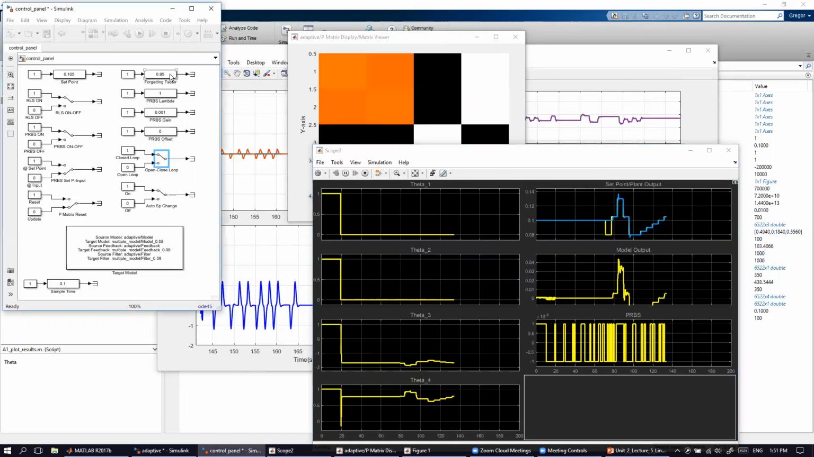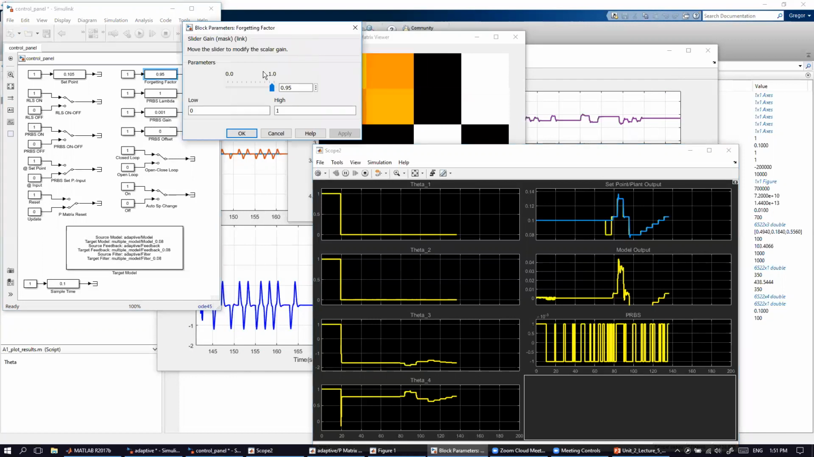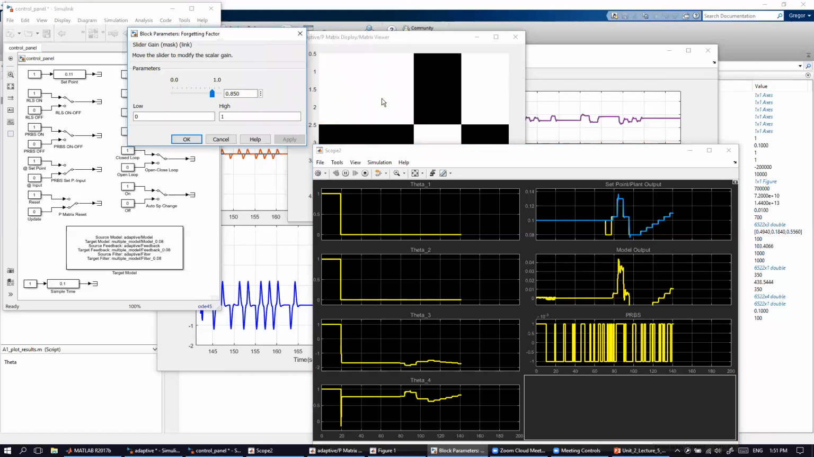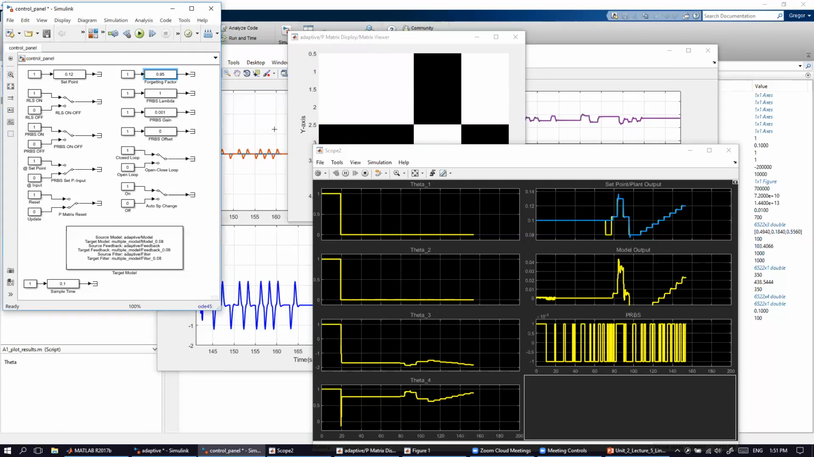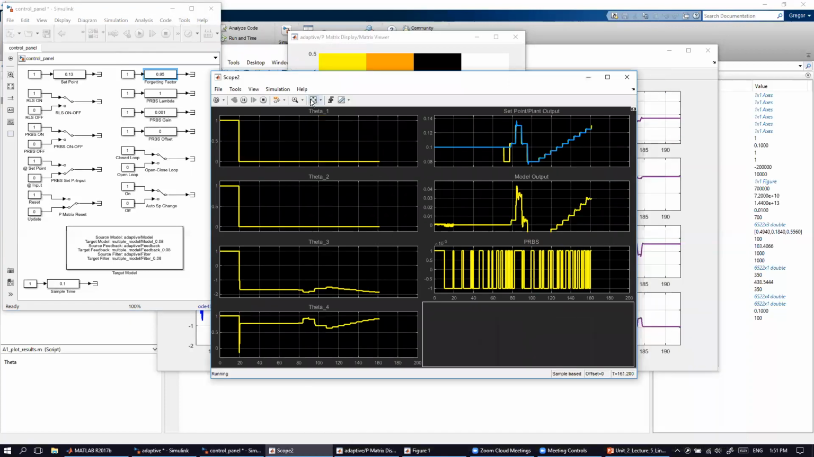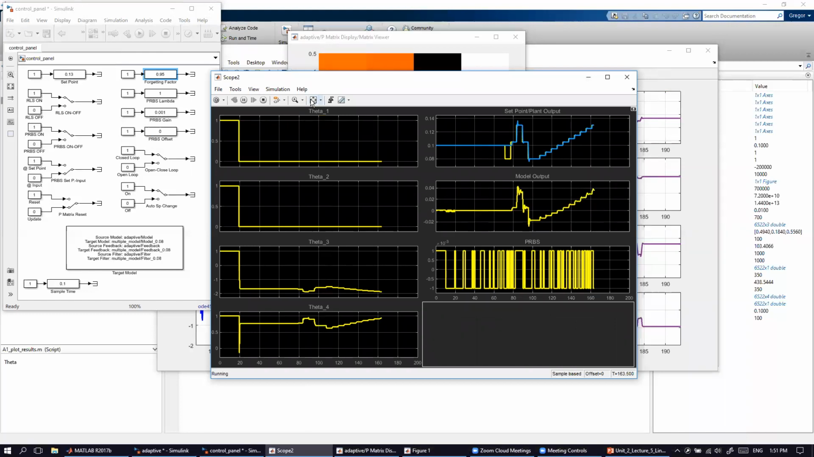And maybe, okay, if I change the lambda now a little bit less, like this, you would see that the parameters will converge faster, and we can see that the matrix gets black and white faster, like this. But I'm going to put it to 9.5 again. So like this, that's okay.